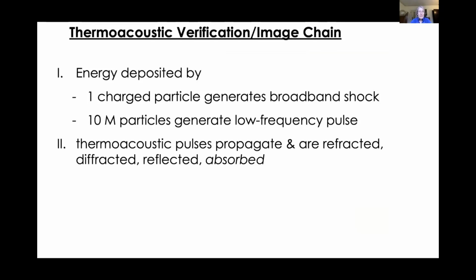And these signals propagate, they're refracted a bit, diffracted, reflected, and they're absorbed. And so we'll talk about the different absorption phenomena, which is you have strong absorption from the track or the acoustic pulse created by a single particle, but very little absorption of that aggregate signal.